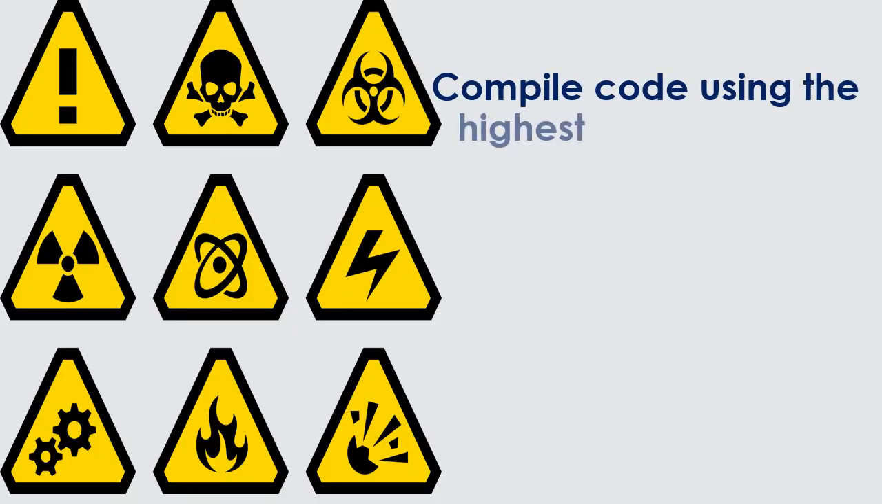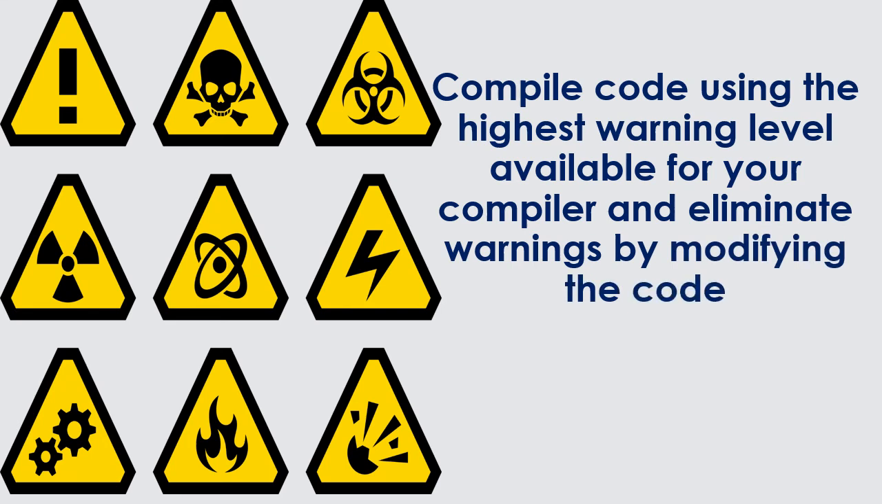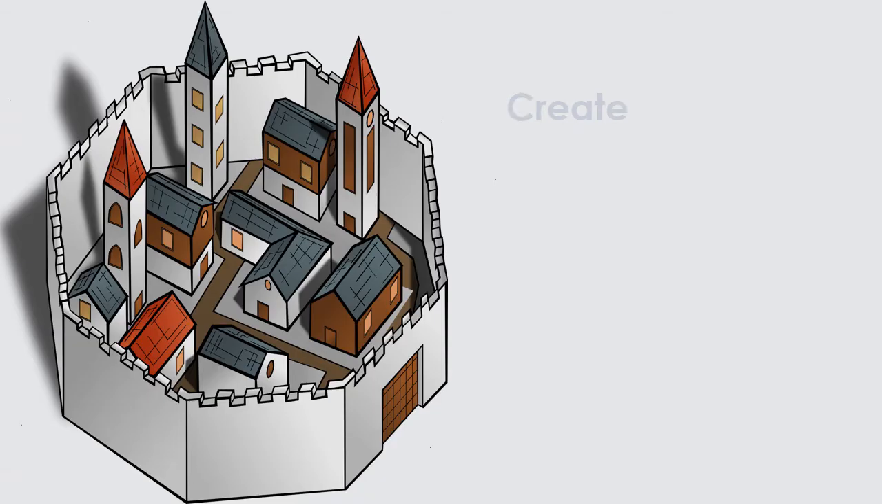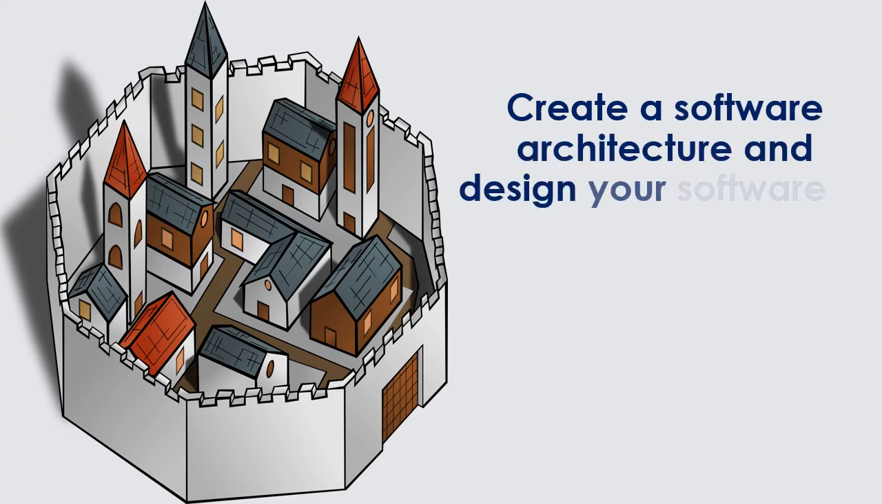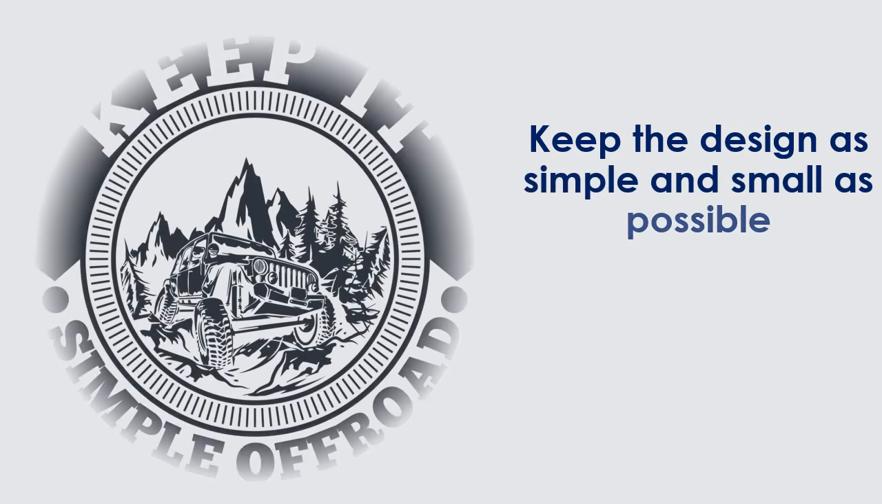Compile code using the highest warning level available for your compiler and eliminate warnings by modifying the code. Create a software architecture and design your software to implement and enforce security policies. Keep the design as simple and small as possible.